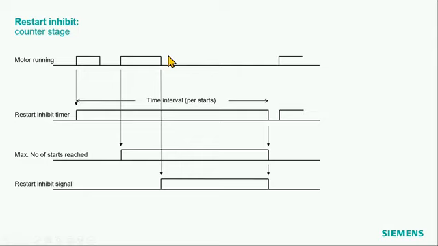And beginning with the second stop, this restart inhibit signal becomes active, because from here on another start is not allowed. Only when this time elapses, so after the 60 minutes after the first start, do we have a new situation. So this is basically a relatively simple counter and a blocking signal to this counter. And you can use this always if you get additional information, like so and so many starts only in a certain time period, in an hour, for example.